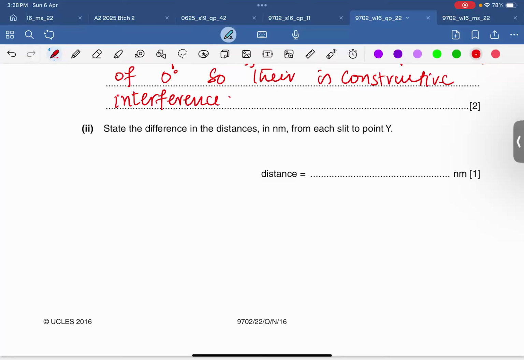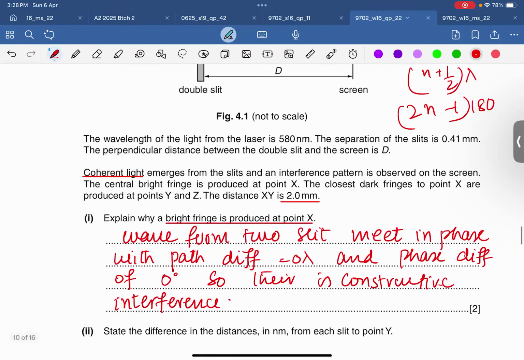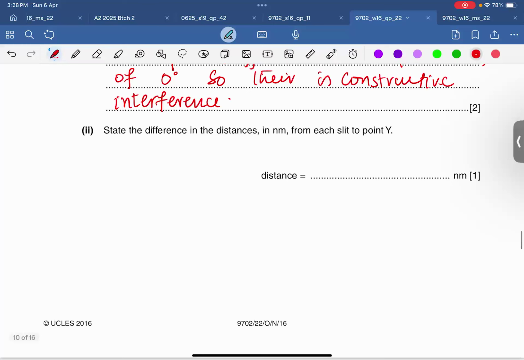In an M for each slit to point Y. Point Y. Okay. Basically, they are asking for the path difference from each slit to point Y. So you know that the path difference from each slit to point Y is just lambda by 2, right?